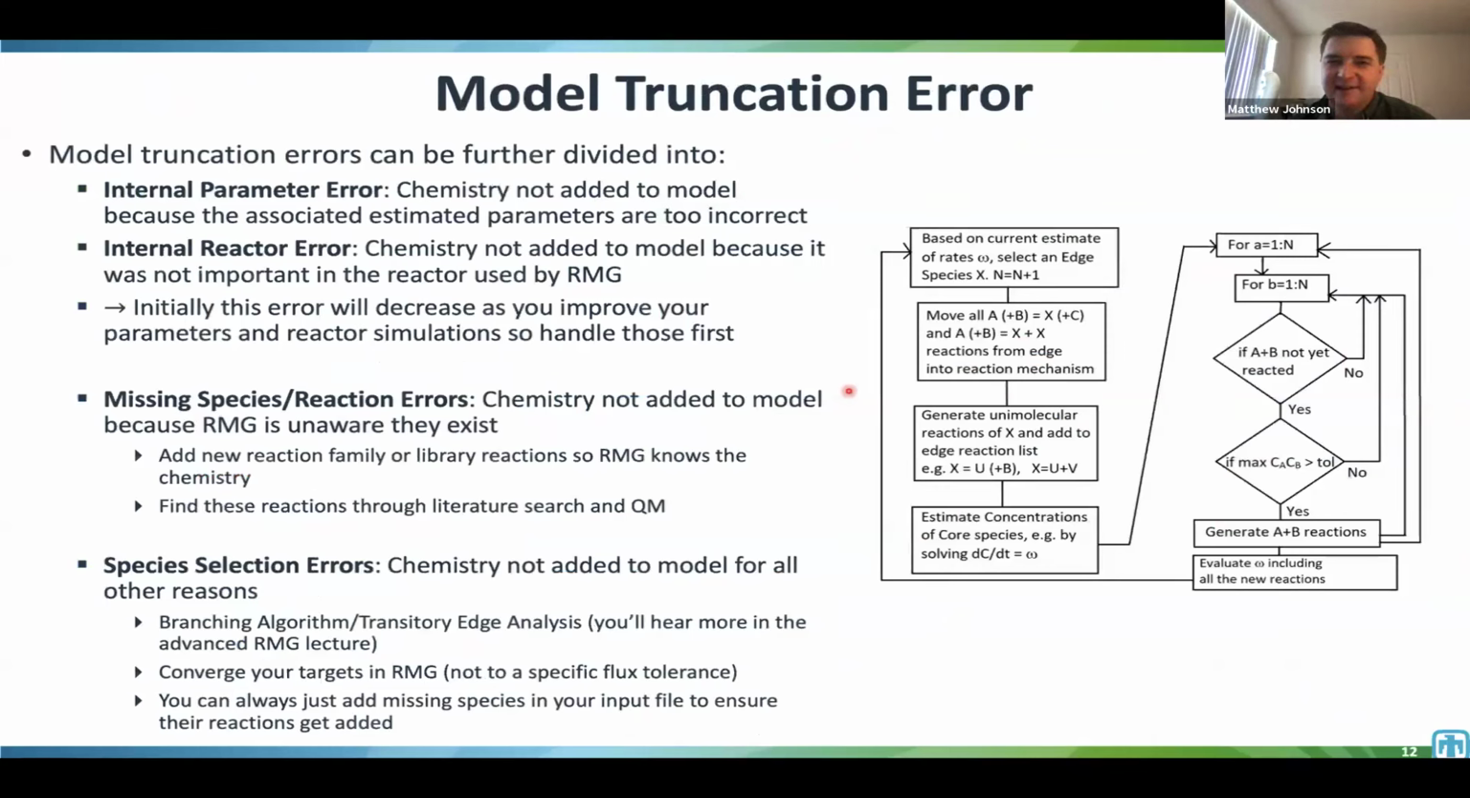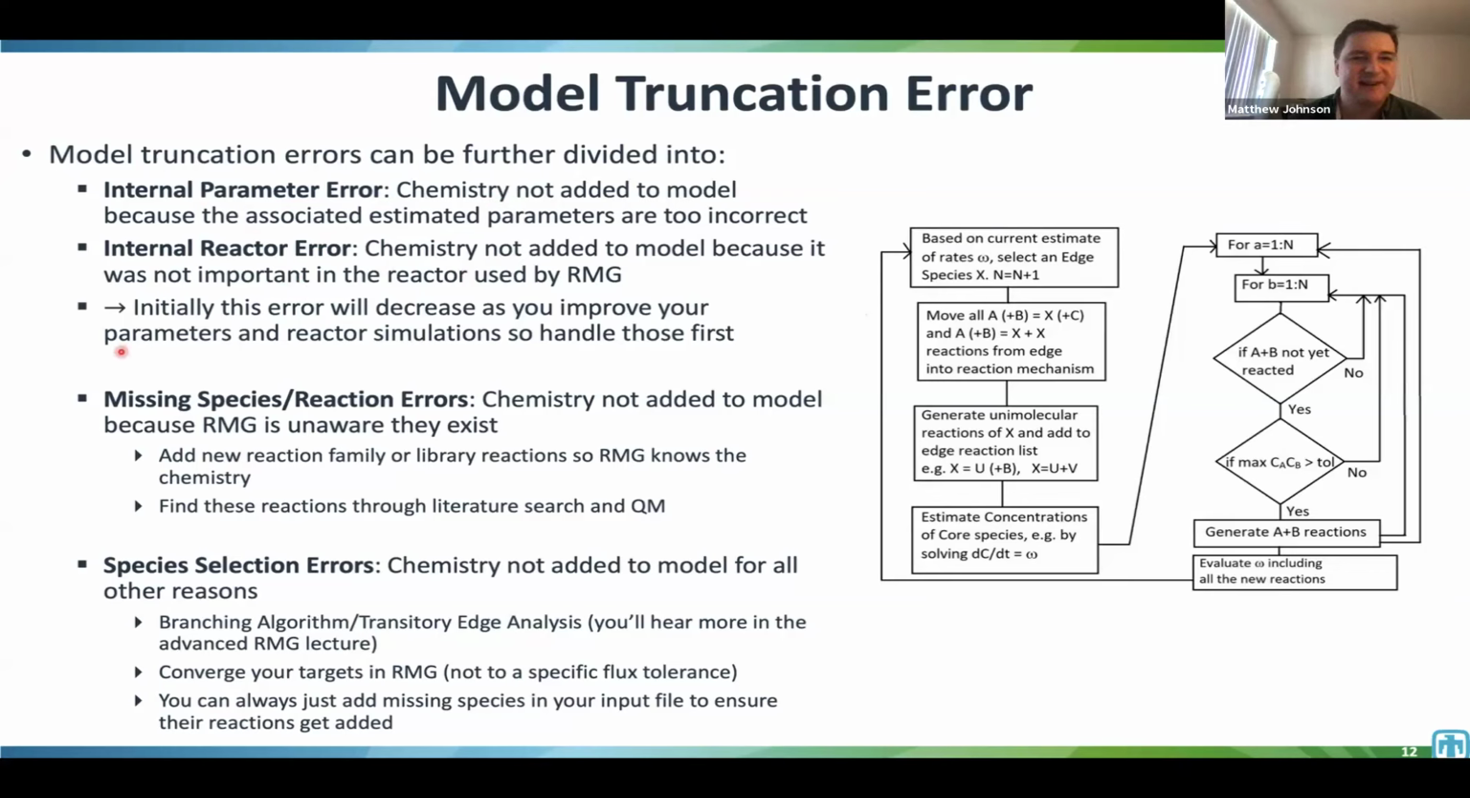So model truncation error, you'll hear a lot more about this in the advanced RMG lecture. You can divide the model truncation error into four different types of error. The first two that are probably most important to think about first are internal parameter error and internal reactor error, which are essentially those other errors, but propagated into RMG's mechanism generation. If we don't have good parameters, RMG won't add certain chemistry that it needs to add because the parameters are wrong. And the same goes for the internal reactor error.